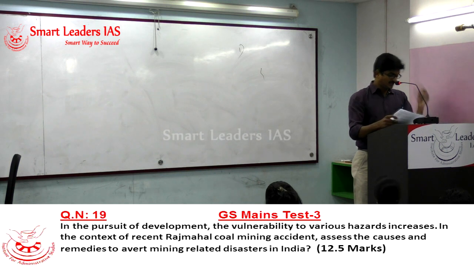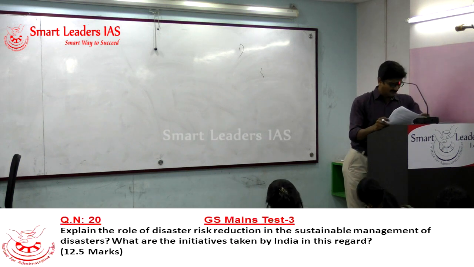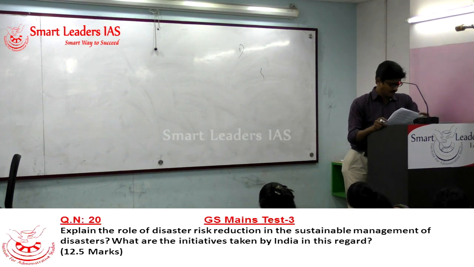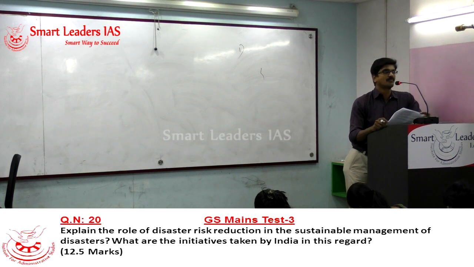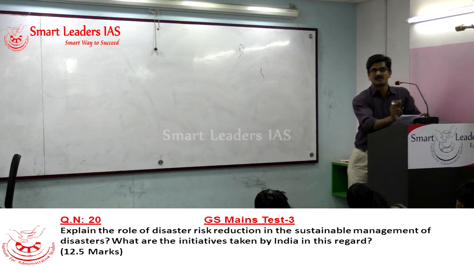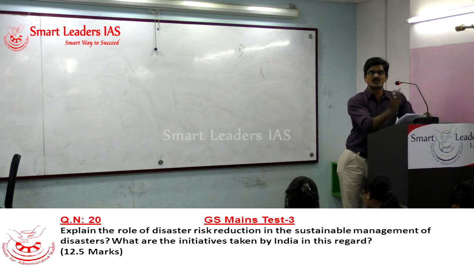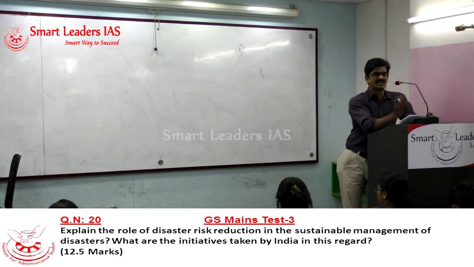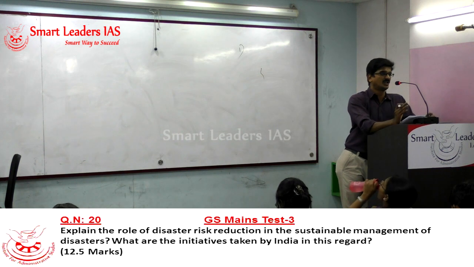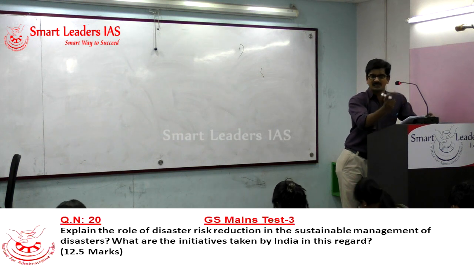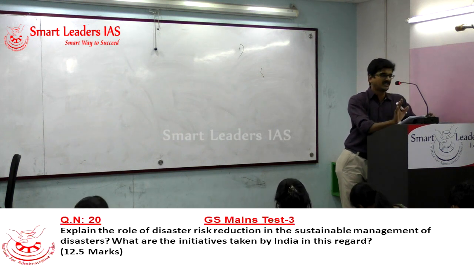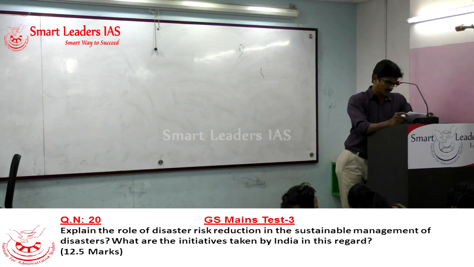Okay. And the last question: explain the role of disaster risk reduction in the sustainable management of disasters. What are the initiatives taken by India in this regard? So what are disaster risks? Disaster risk refers to vulnerabilities. So disaster risk reduction means reduction of vulnerabilities. That's what DRR refers to.